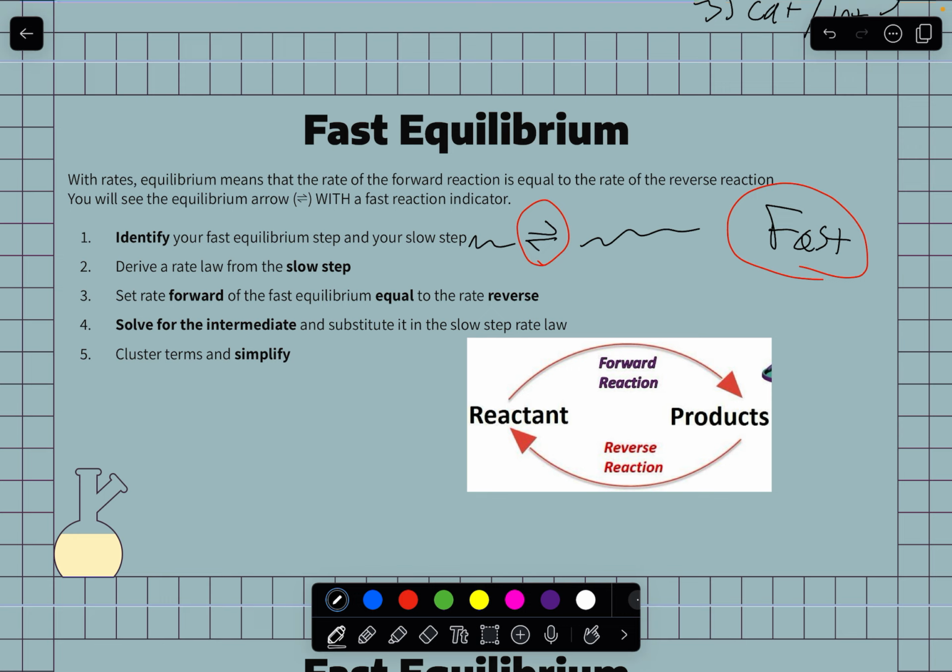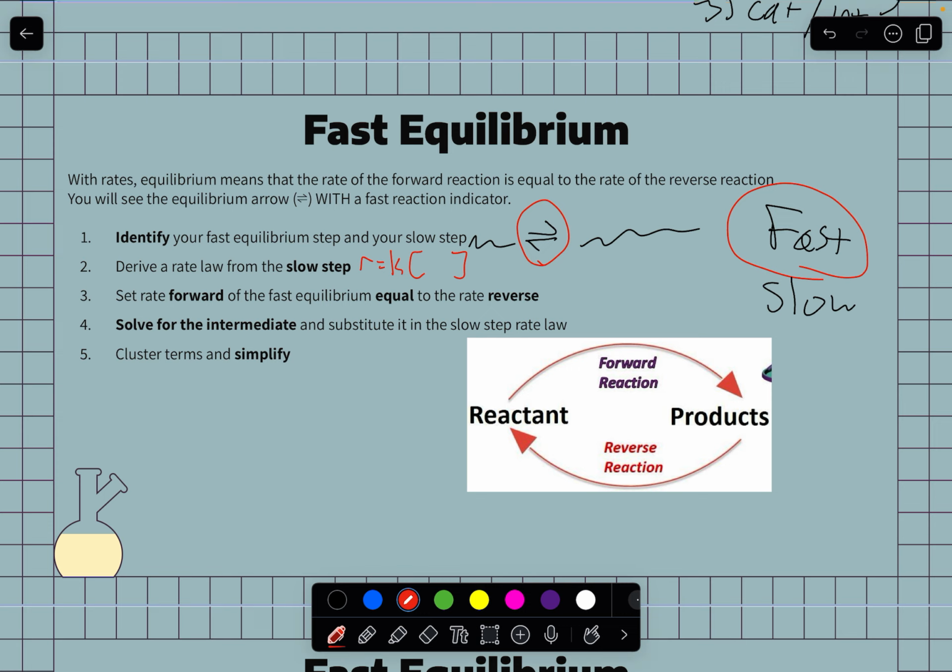Okay, so for fast equilibrium, you're first going to identify your fast equilibrium step and your slow step. You're going to find both of those steps. You're going to find the rate law from the slow step, just like we've been doing. So that would just be rate equals k, and then your concentrations from your slow step.